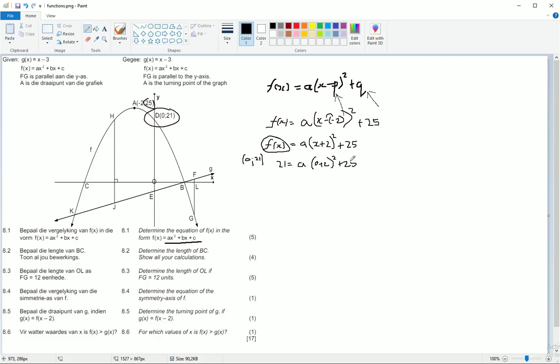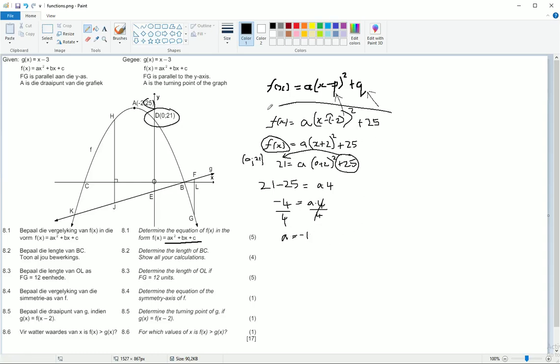Okay, let's see. Let's take this over. We're going to subtract 25 on both sides, so that's going to be 21 minus 25 on our left. On our right hand side we have a 0 plus 2 is 2, and 2 squared is going to give us a 4. So on our left hand side we have a minus 4, right hand side we have a times 4. We divide both sides by 4, so a is equal to negative 1.